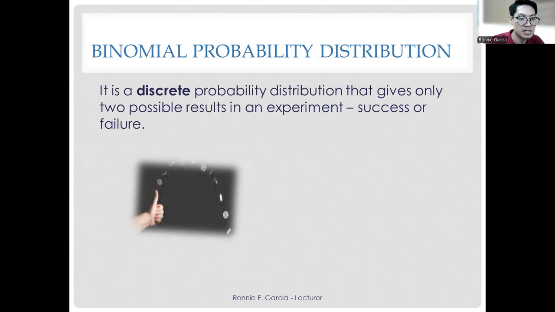Another example is completing a test, where there could only be two results, it's either pass or fail, or answering a question that is objective, where an answer could be right or wrong.